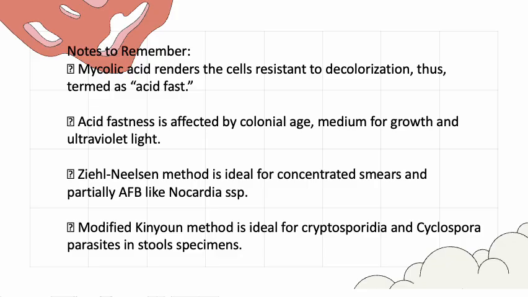Now, notes to remember about the AFB is that mycolic acid renders the cell resistant to decolorization, thus the term acid fast. Now, acid fastness is affected by the following: colonial age, medium for growth, and ultraviolet light. Now, the Ziehl-Neelsen method is ideal for concentrated smear and partially AFB like Nocardia. Now, the modified Kinyoun, on the other hand, is ideal for Cryptosporidium and Cyclospora parasites in stool specimen.